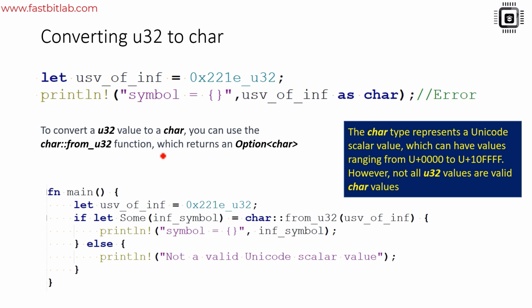So you have to use some helper functions from the standard library to convert u32 into char. We'll see all these things later. Basically, you have to use the from_u32 helper function or method of the char data type, which returns a value of type Option. Then you have to decode the Option type to get the result. We'll explore the Option type later in this course. A very important and very useful type in Rust.